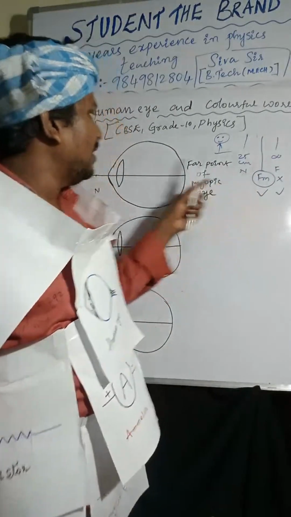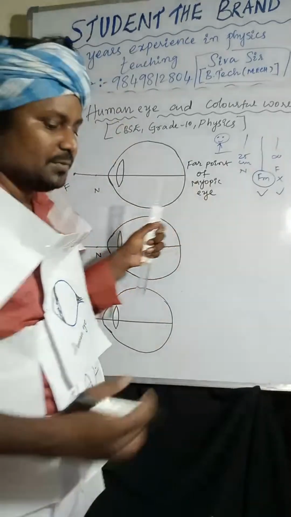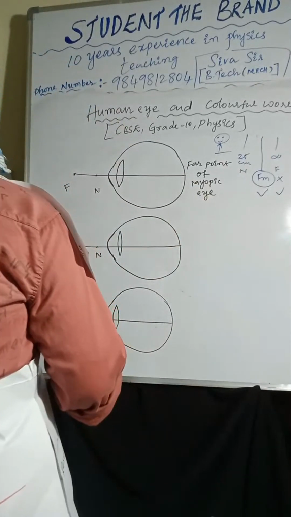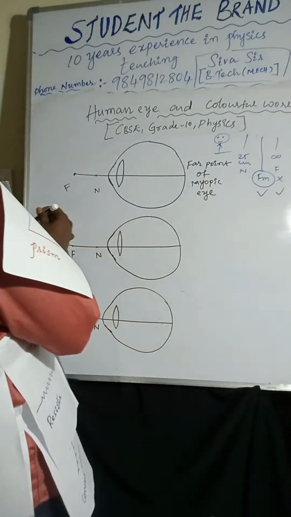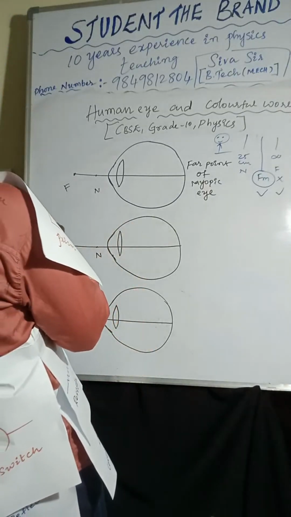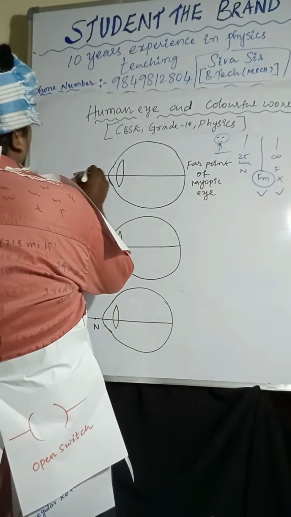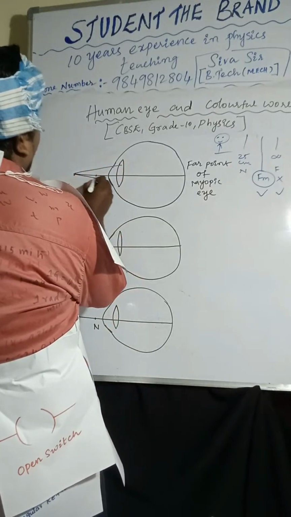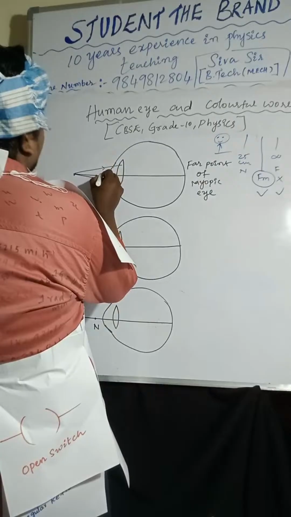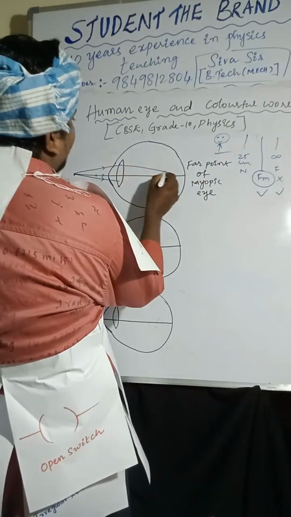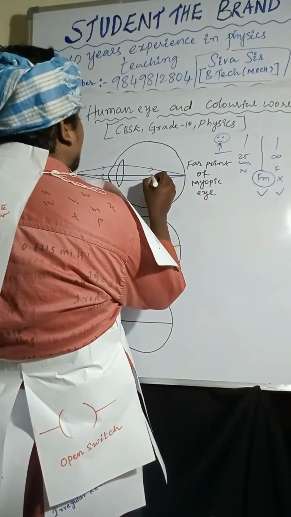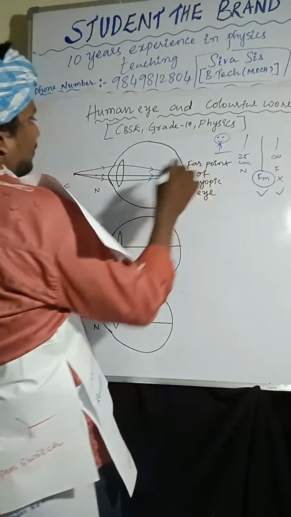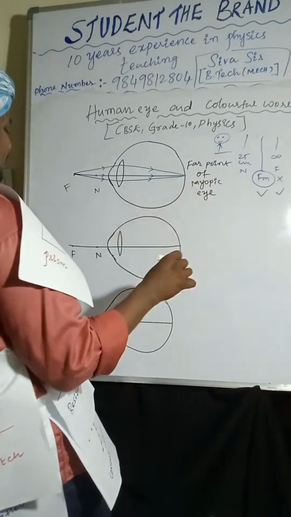That point I am drawing here. Observe carefully. If you draw like this, the light rays should meet at the retina. One light ray I am taking here, another here, and those light rays meet at the retina. So here is the far point of the myopic eye.